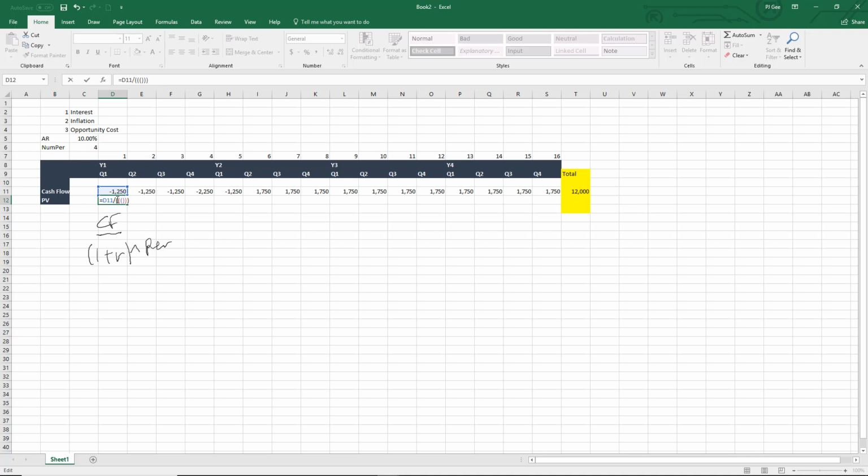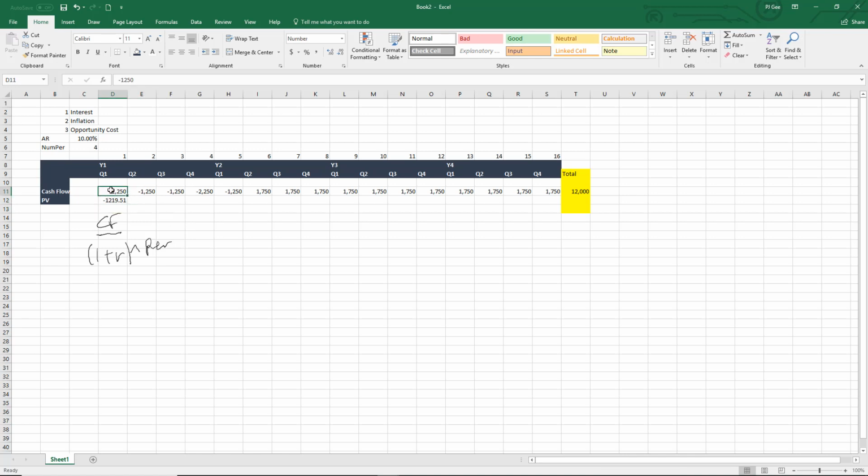And that's just to be safe. And I'm going to take 1 plus, and the periodic rate is going to be the annual rate over the number of periods per year. Okay, so we're going to take all of that and raise it to what period we're in, which comes from here. If I hit enter here, let's take a look at that. Okay, I believe we're getting the right numbers.